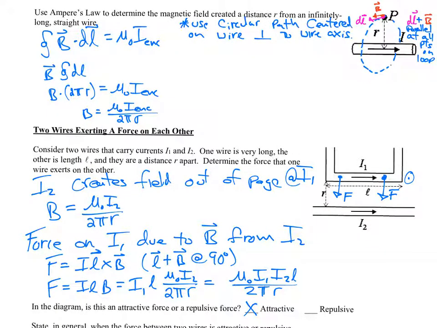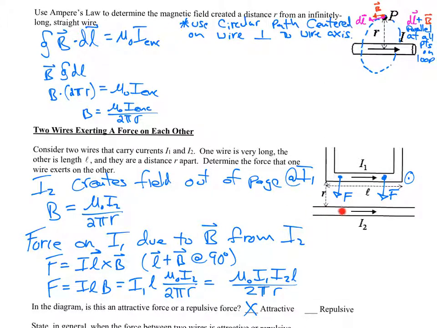Okay, so we're going to look at wires that exert forces on each other. We have a very long wire, and then we have a section of wire here some distance away. And we're going to find the force on one wire or the other. It doesn't really matter which way you do this. I'll find the force on this top wire. We know since forces occur in pairs, the force on the bottom wire would be the same.